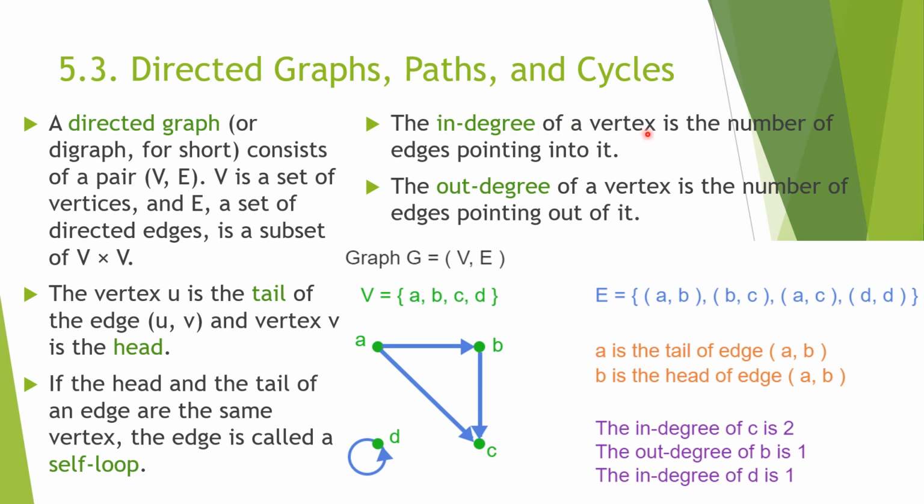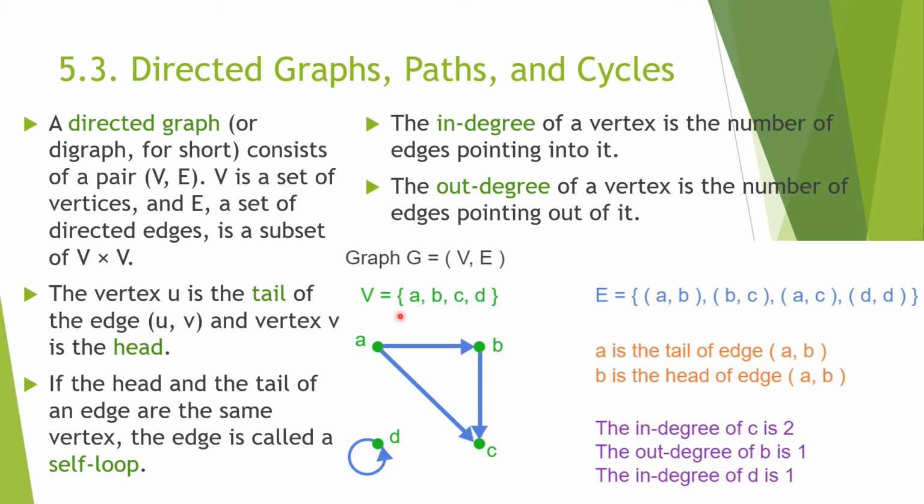The indegree of a vertex is the number of edges pointing into it. So the number of edges which have a vertex as their head is called the indegree of that vertex. The outdegree of a vertex is the number of edges pointing out of it. So the number of edges which have a vertex as their tail is called the outdegree of that vertex.